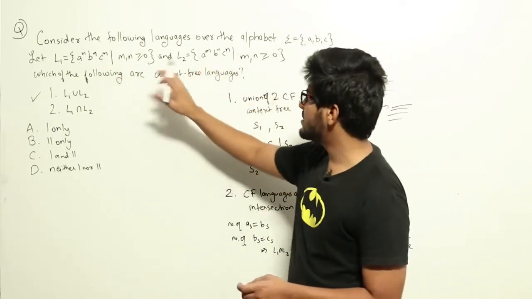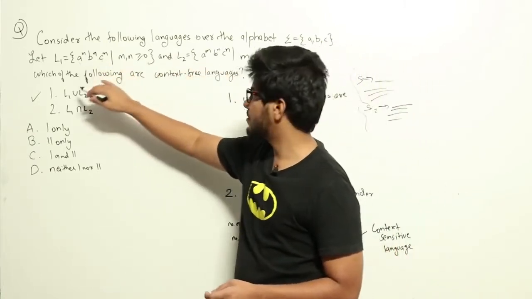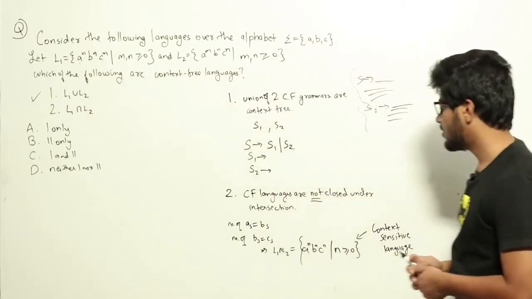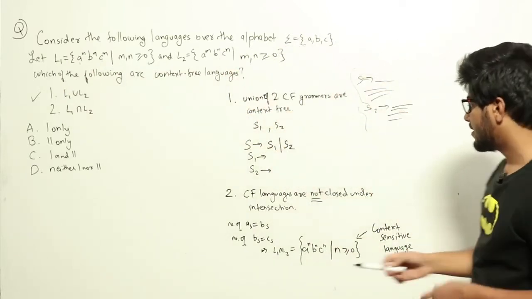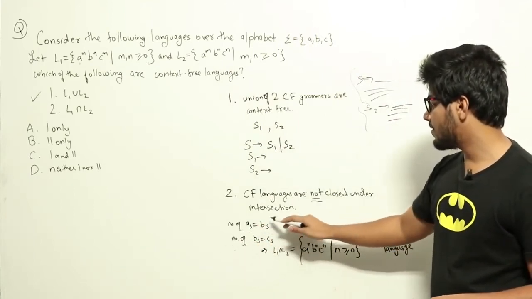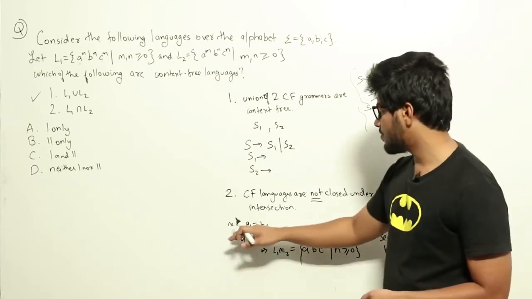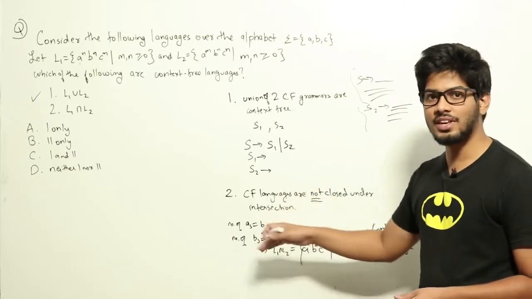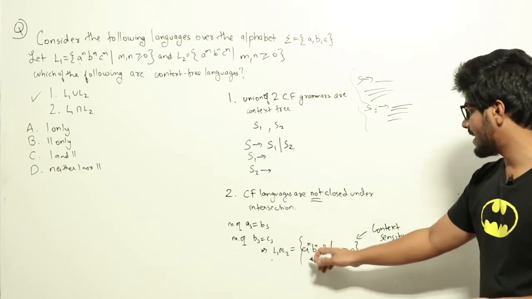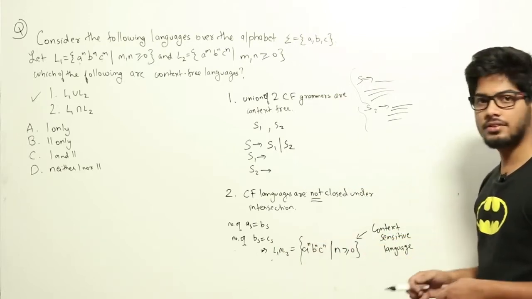Meaning that for any string belonging to L1 intersection L2, the number of A's should be equal to the number of B's to satisfy L1. Also, the number of B's should be equal to the number of C's in order to satisfy L2's condition. That's what I've written here. So what it implies is that the number of A's should be equal to the number of B's, and the number of B's should be equal to the number of C's, meaning the numbers of A's, B's and C's all should be equal to each other. Meaning L1 intersection L2 is nothing but A power N, B power N, C power N, such that N is greater than or equal to 0. All should be equal to each other.